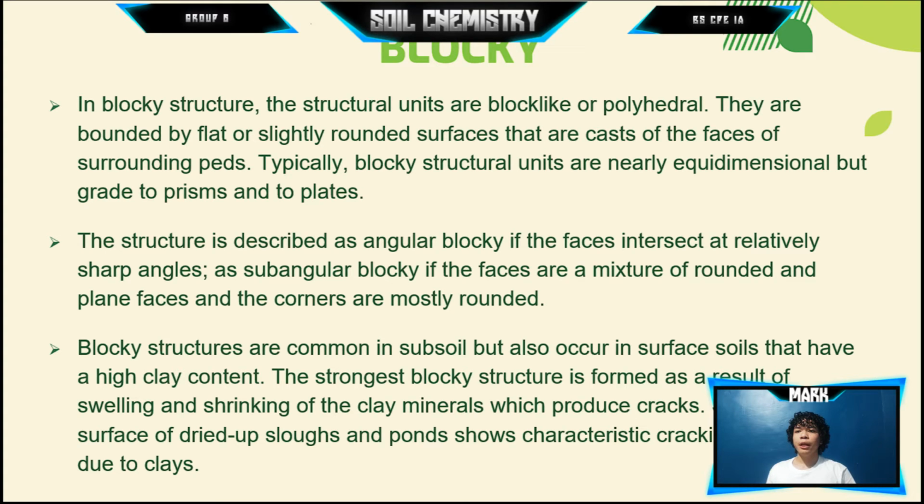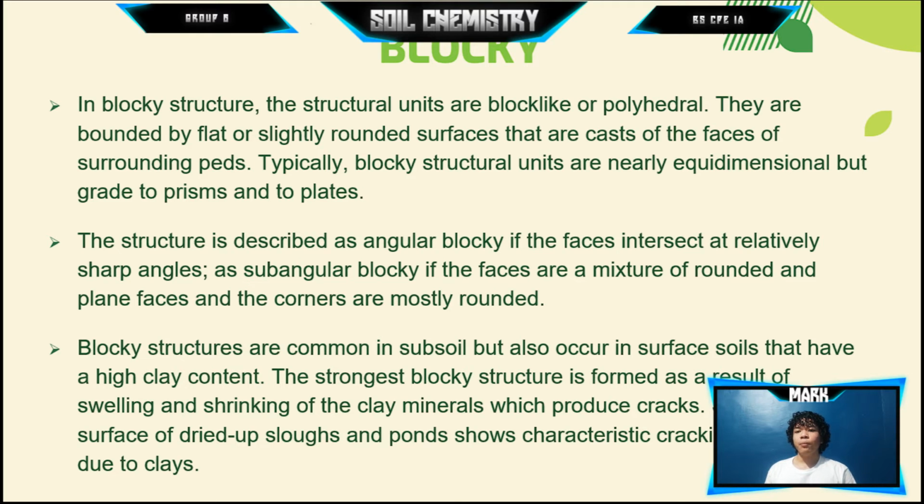The next structure is block structure. In block structure, the structural units are block-like or polyhedral. They are bounded by flat or slightly rounded surfaces that are caused by the faces of surrounding beds. Typically, block structure units are nearly equidimensional but grade to prisms and to plates. There are two types of block structure. The structure is described as angular blocky if the faces intersect at relatively sharp angles, and subangular blocky if the faces are a mixture of round and plane surfaces and the corners are mostly rounded.